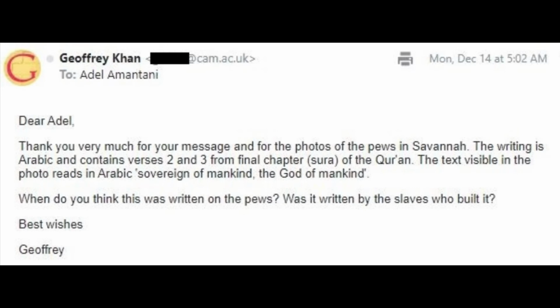So Professor Khan's initial reply to my email was as follows, quote, "Thank you very much for your message and for the photos of the pews in Savannah. The writing is Arabic and contains verses 2 and 3 from the final chapter or surah of the Quran. The text visible in the photo reads in Arabic, Sovereign of mankind, the God of mankind. When do you think this was written on the pews? Was it written by the slaves who built it? Best wishes, Geoffrey," end quote.